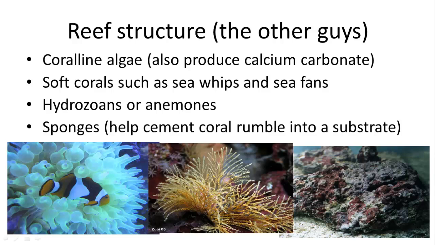There are other things that help form the reef, including coralline algae, soft corals such as sea whips and sea fans, hydrozoans, which are anemones, and sponges, which help cement the coral rubble that kind of falls off of coral as they die or as the pieces break off, and they can tie those together into a substrate.